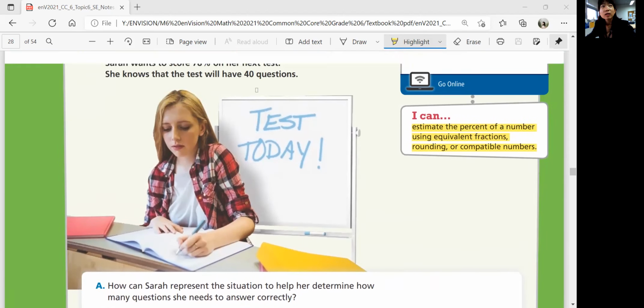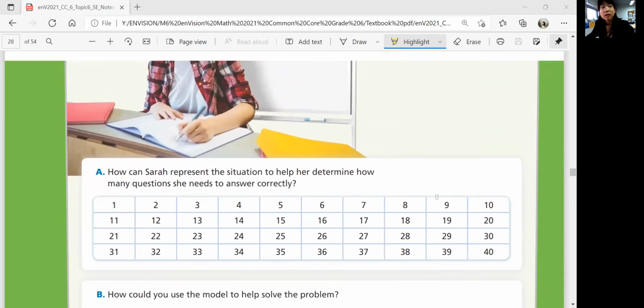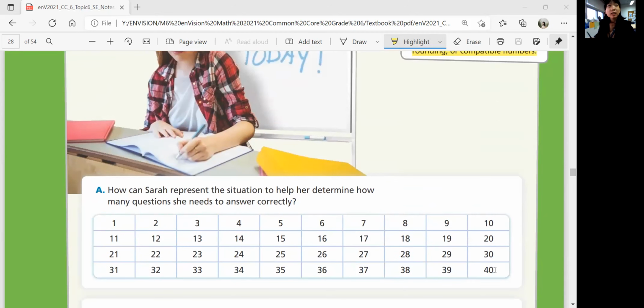she knows that she has 40 questions, and 40 questions would be the 100%, right? That's 100%. If she gets all the questions right, that's 100%. She gets 0 questions right, that's 0%. Okay? So what is one question worth? How much percent is one question if 40 questions are 100%?